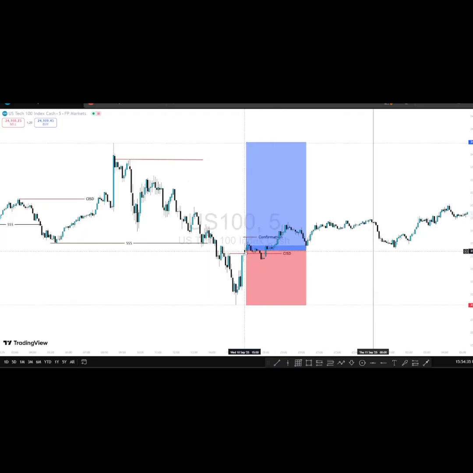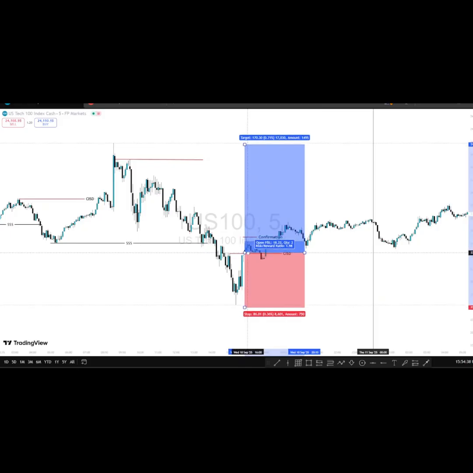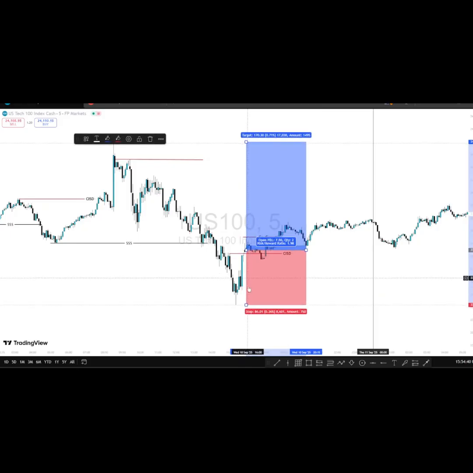So you have an aggressive entry here with half your risk, you enter with 1. So why is my stop loss here? Because I believe that the daily low has already been set, and I've gotten this change in state right here.